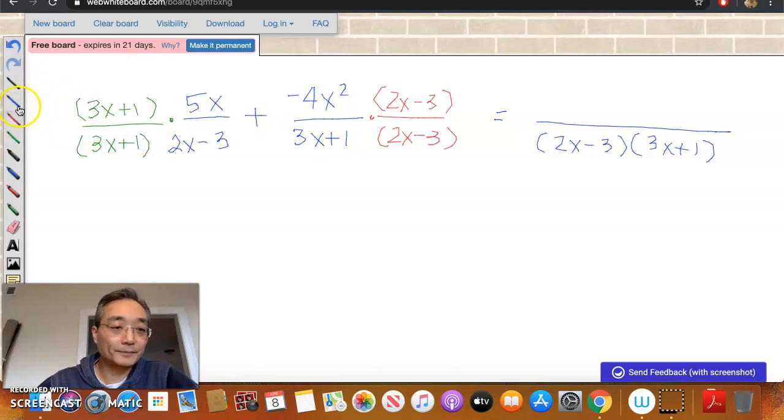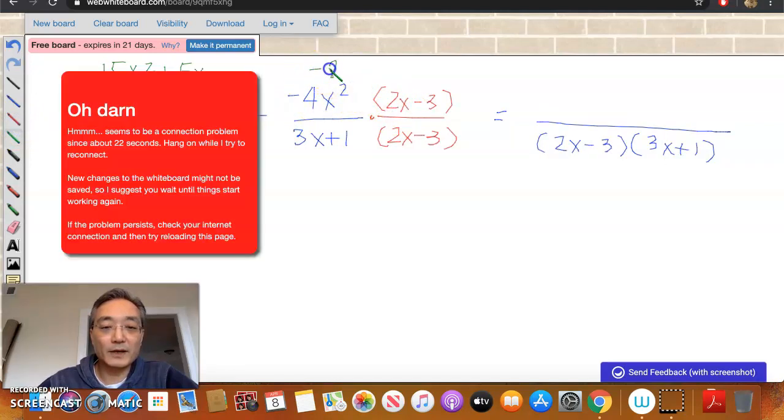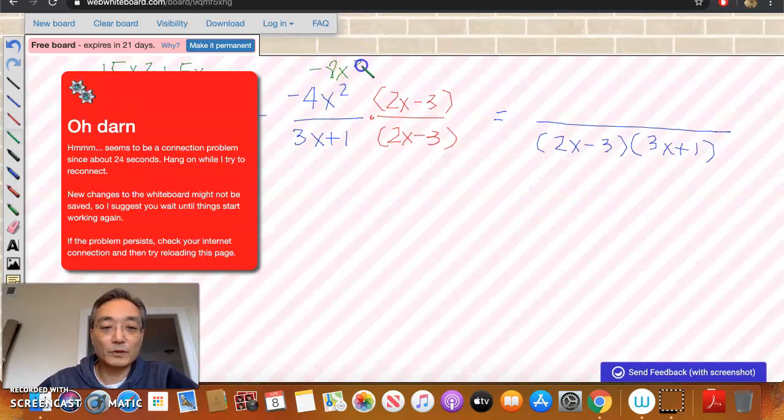We're going to have, and this is a distributive property here, right? So 5x times 3x is 15x squared plus 5x times 1 is 5x. And the back, again, distributive property, negative 4x squared times 2x is negative 8x cubed.